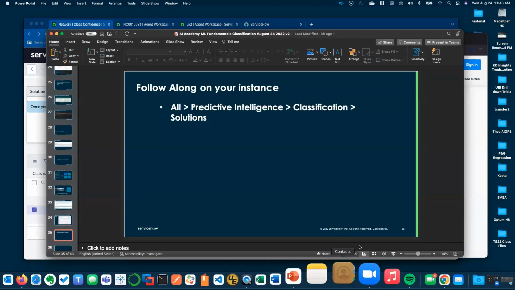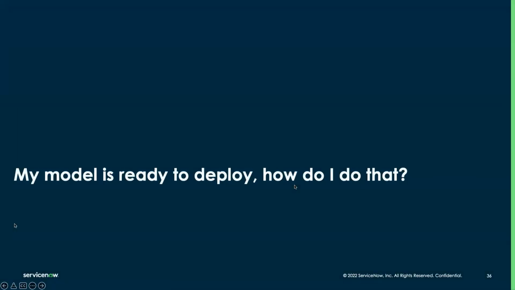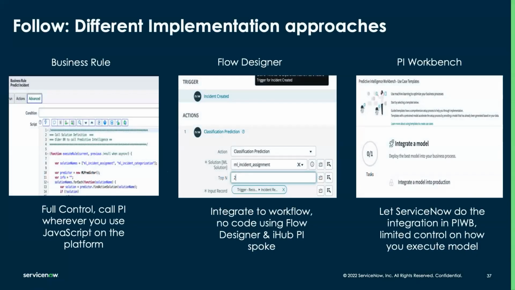Okay. So finally, you've got it all tuned. You've got the model working the way you want, and you're ready to deploy it. So how do you do that? Well, you have three options. The first, anywhere you use JavaScript, you can call the PI model.